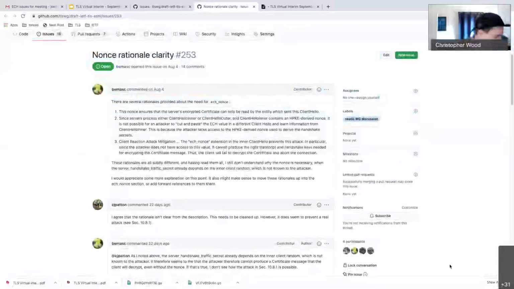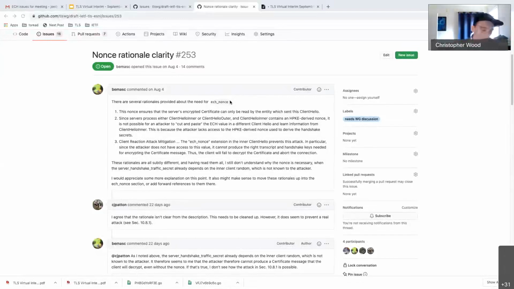Okay. So thanks, Ben, for filing this. The ECH nonce sort of carried over from previous incarnations of the design, back when it was just ESNI. And it had a valid use at the time in preventing this client reaction attack. But given how the design has morphed lately, and the fact that the inner client hello presumably has a different secret random value than that which is in the outer client hello, it may be redundant, and we might consider removing it rather than clarifying its existence.